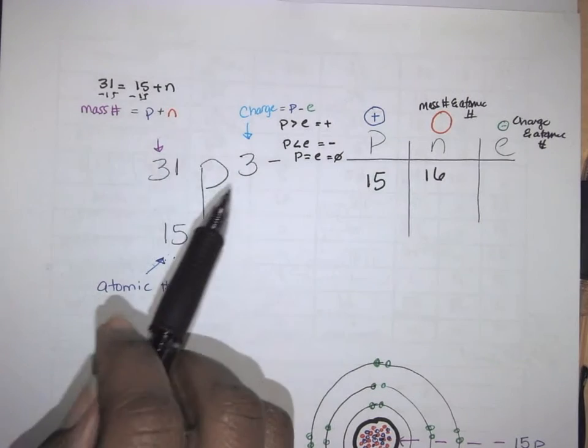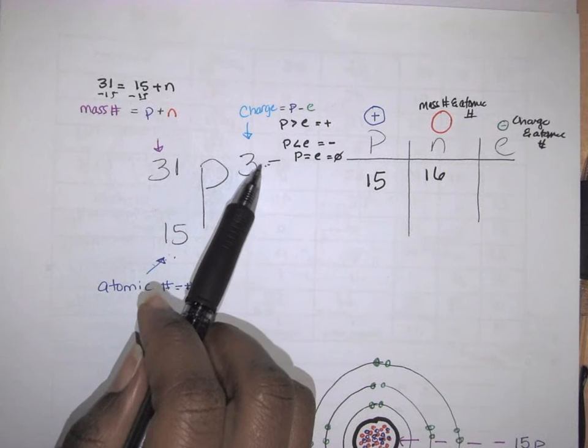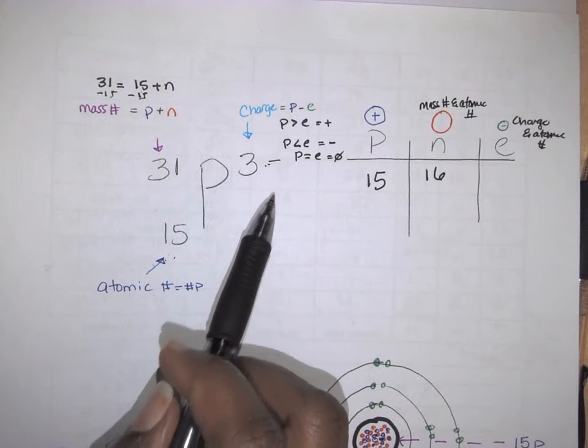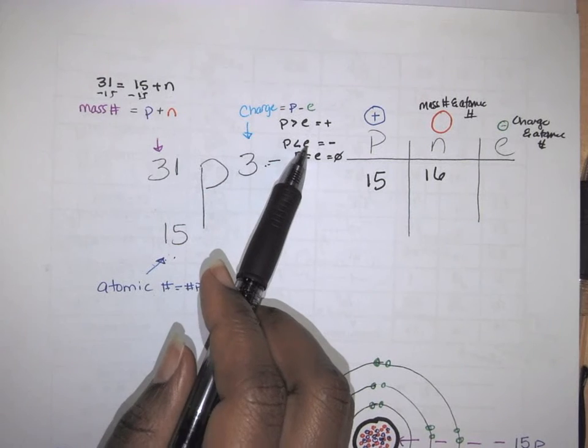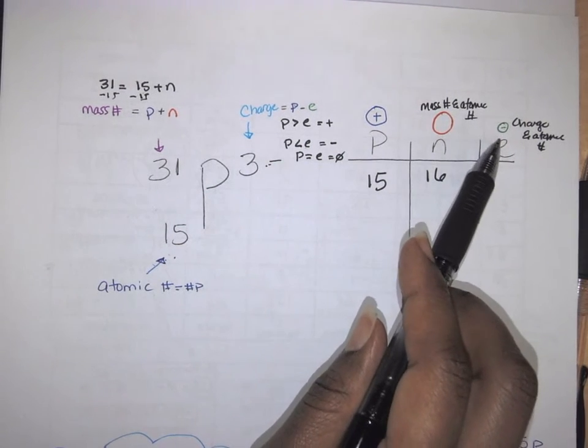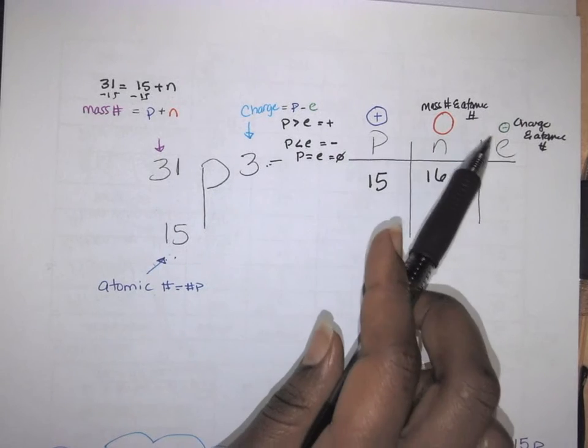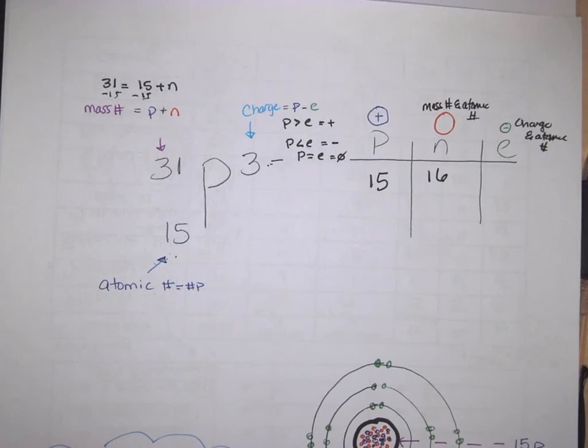So let's look at our example here. We have a -3 charge. So what does that tell us? Do we have more protons or electrons? We definitely have more electrons. Remember, electrons are the negative subatomic particles, and protons are positive. So if you have an overall negative charge, that means the electrons are dominating. You have more of them.